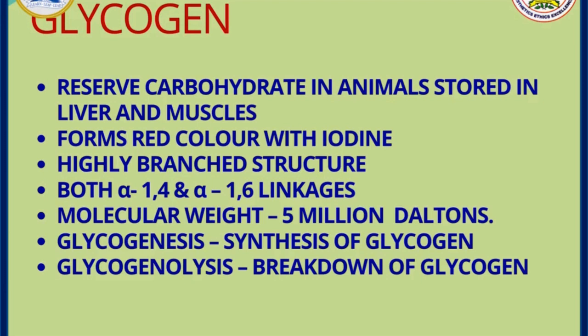Like how starch is stored by plants, we store glucose in the form of glycogen, where it is stored in liver and muscles. It is a highly branched structure formed of both 1,4 and 1,6 linkages. Both are alpha in configuration. Glycogen is a high molecular weight polysaccharide and it forms red color with iodine. What is glycogenesis and what is glycogenolysis? The synthesis of glycogen is known as glycogenesis. The breakdown of glycogen is known as glycogenolysis.